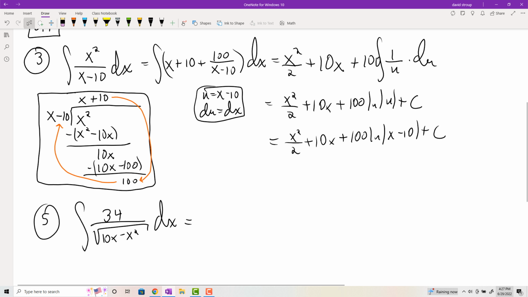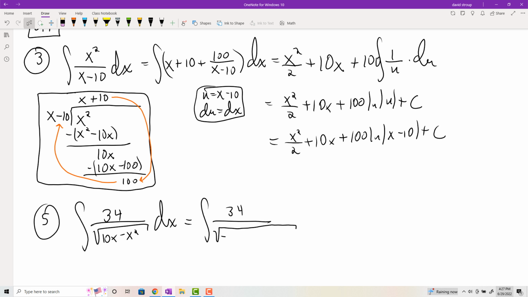So in the denominator, I'm going to have to complete the square. So I have 34 all over, and in order to complete the square here, I need to factor out a negative, right? So I got negative x squared, and then minus 10x, and then I'm going to add b over 2 squared. So b is negative 10. Negative 10 over 2 is negative 5. Negative 5 squared is 25. Okay. So technically I've added in negative 25 because there's that negative out there. So to keep it in balance, you have to add 25, and that should be under the square root there.